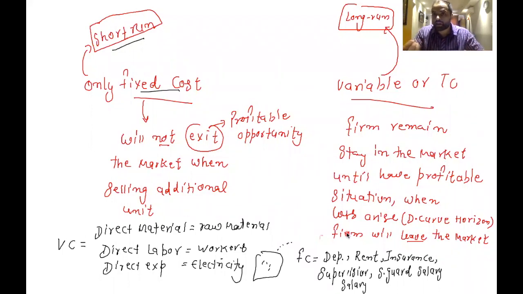But your food expense is not fixed. If you eat more, you pay more for food. You eat less, you pay less. But a buffet is a fixed cost. No matter whether you eat more or less, you pay a fixed amount. All right, so the buffet is your fixed cost.